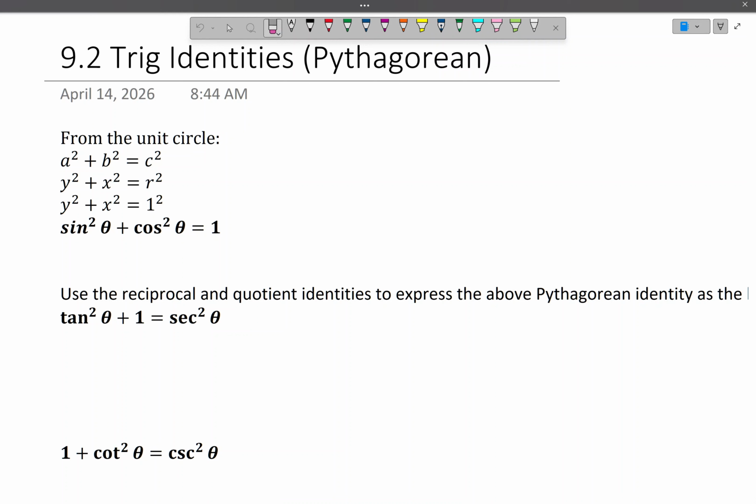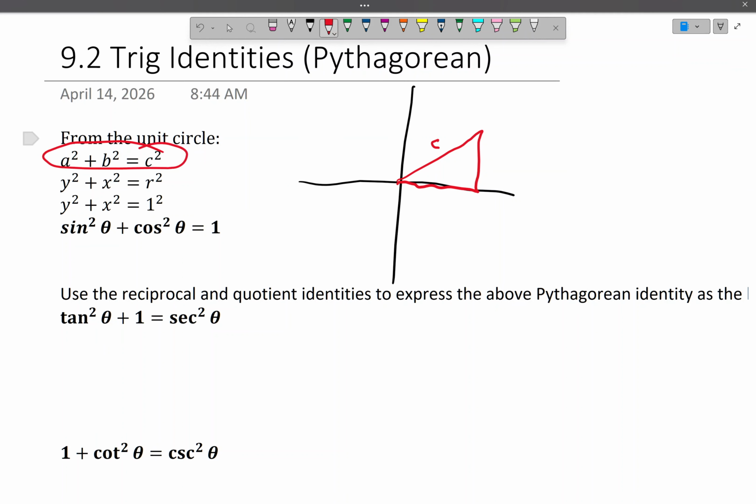Hello and welcome to my video, lesson 9.2 on trig identities, but especially the Pythagorean identity. It comes from the unit circle. As you go around the unit circle, every time we make a triangle, the hypotenuse is the c side when we talk about a squared plus b squared equals c squared. But the hypotenuse is 1 because it's the unit circle, so it's the radius of 1.